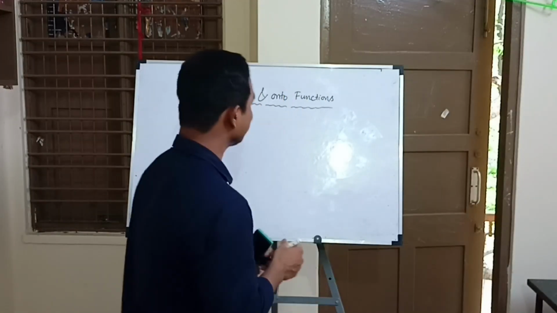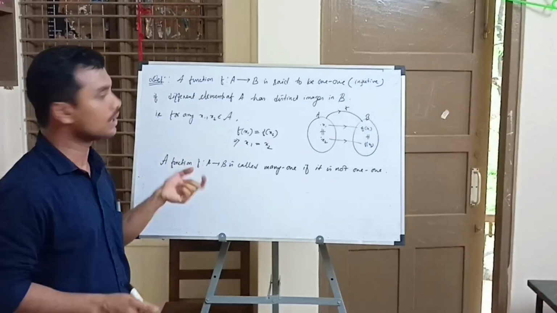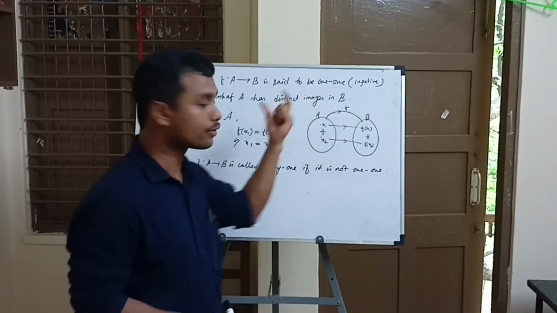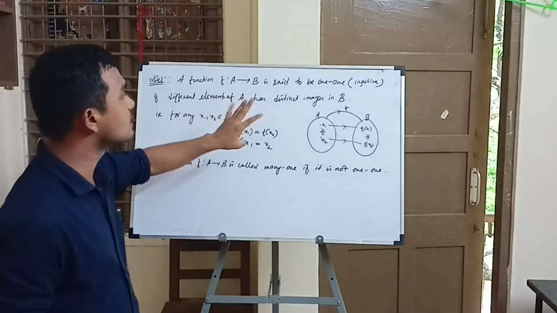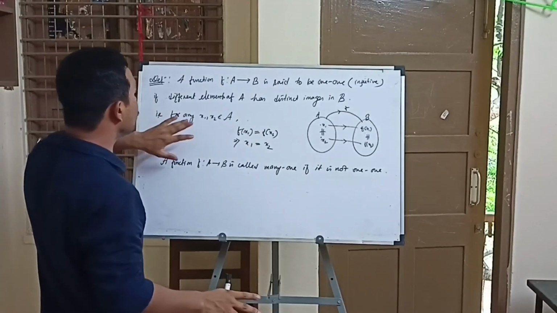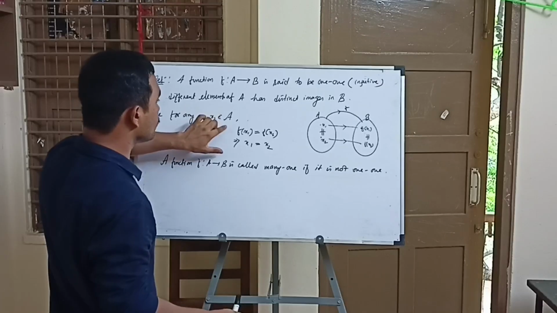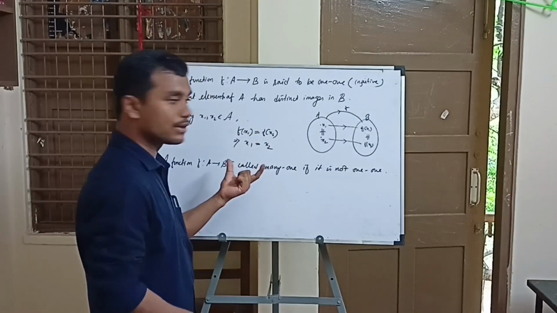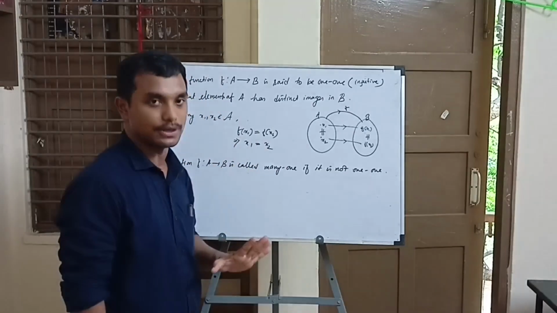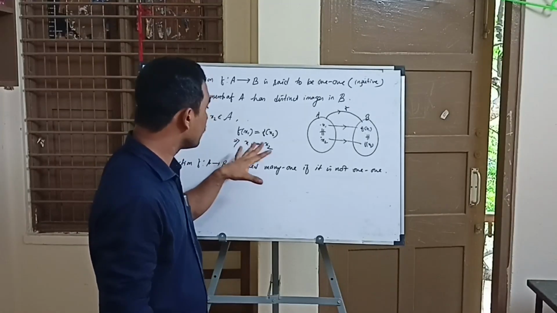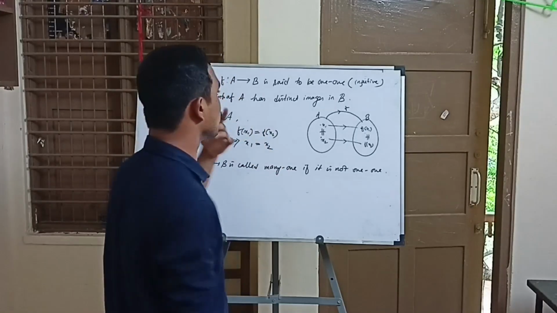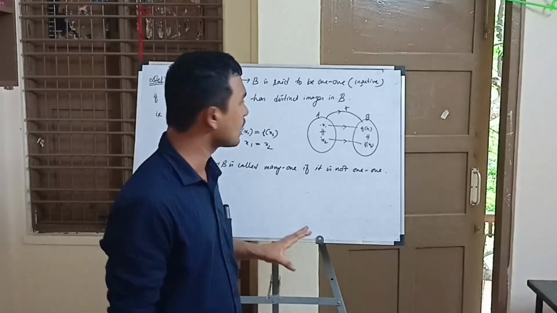Okay. The definition of a one-one function is this. A function f from A to B is said to be one-one, sometimes called an injective function also, if different elements of A have distinct images in B. Mathematically, the meaning of this definition is, for any two elements x1 and x2 belonging to A, if their images are equal, that means f of x1 is equal to f of x2, then their pre-images should be equal. That means x1 should be equal to x2. Correct?